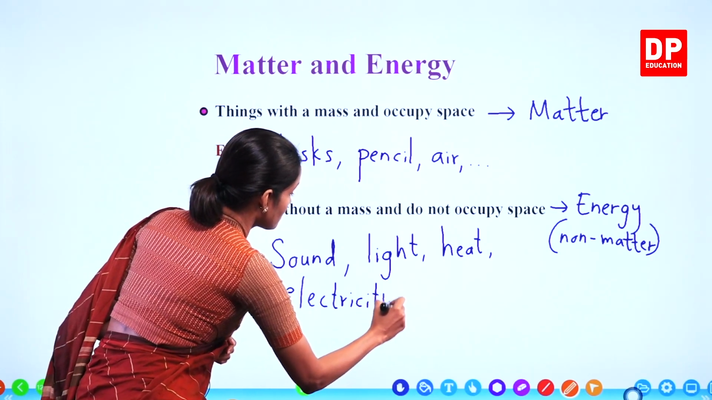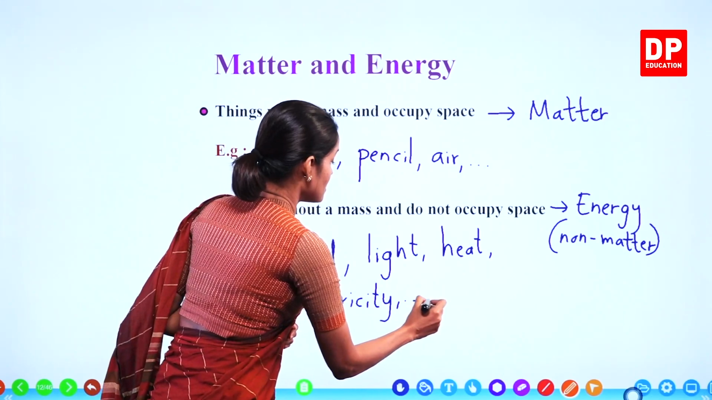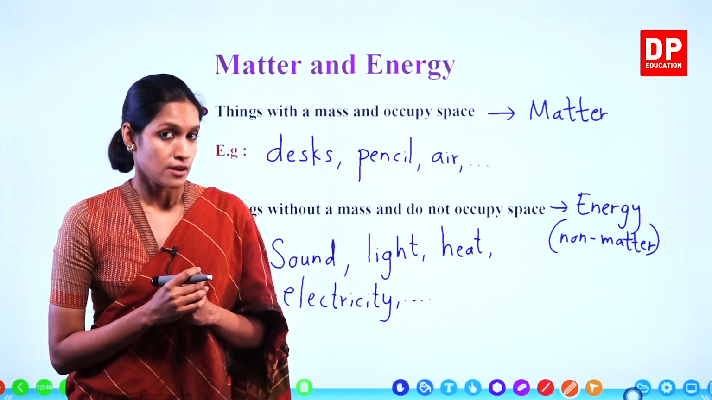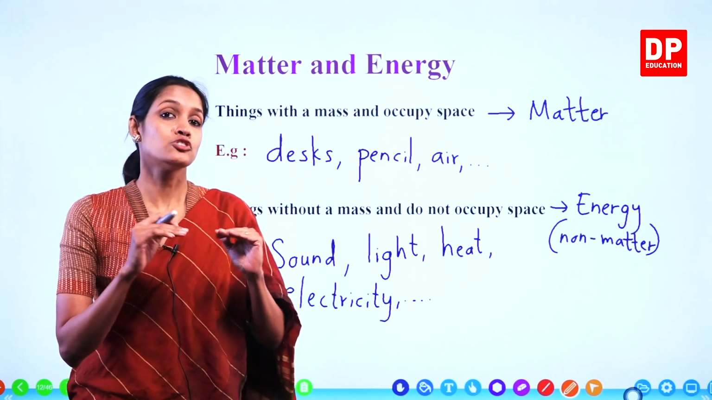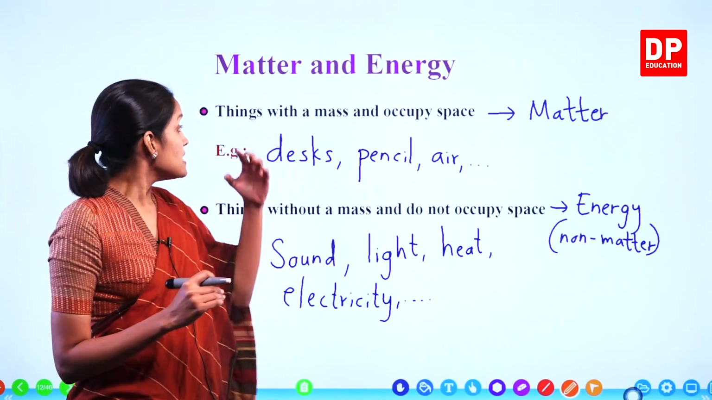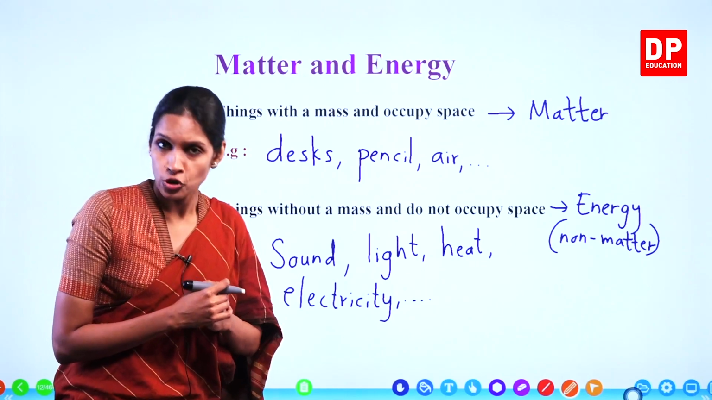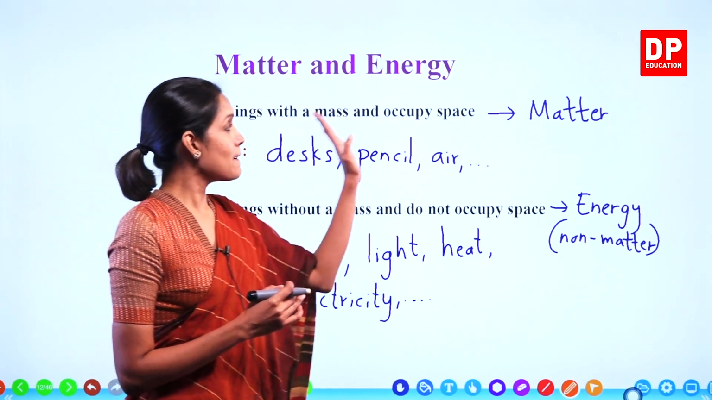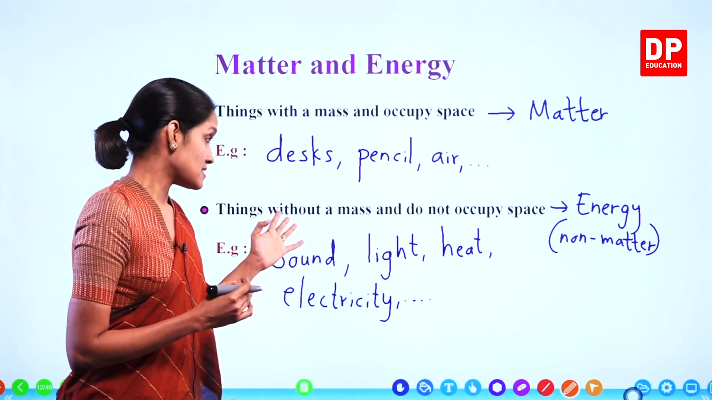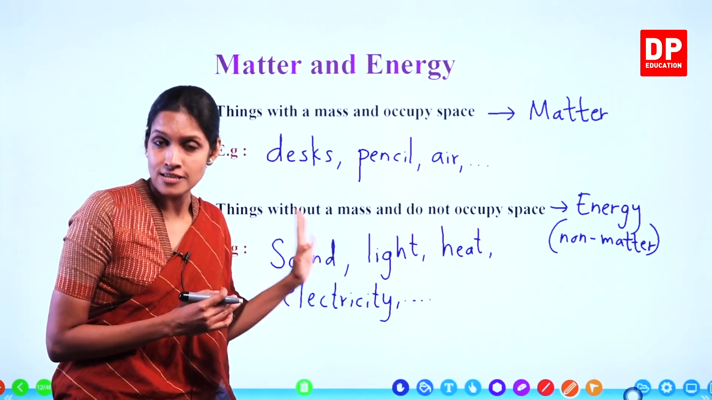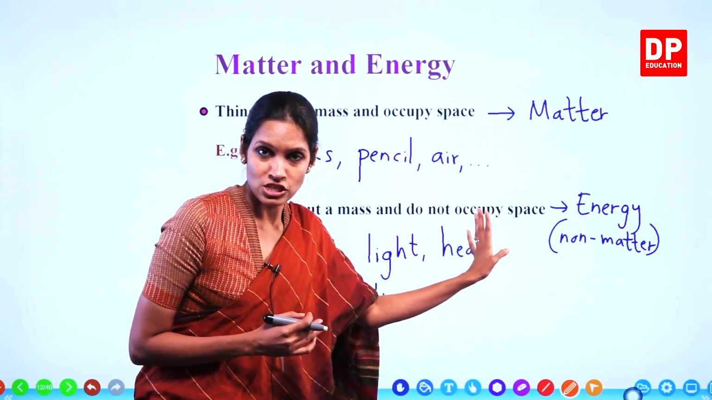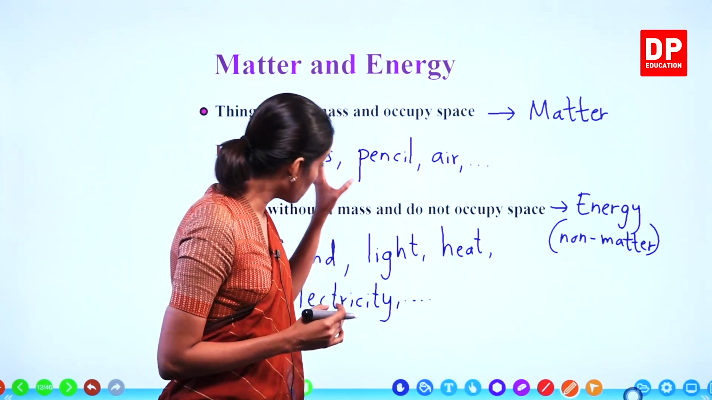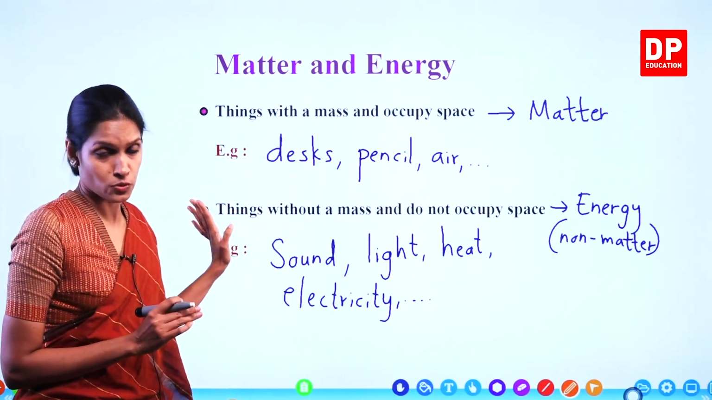Right? Other energy is also there. Understand, children? So I hope it's very clear there are two things in the environment. Some of them have a mass and they occupy space, and they are known as matter. And other things are there, they don't have a mass and they do not occupy a space, and they are known as energy. So we are going to see more examples regarding these two things, okay?